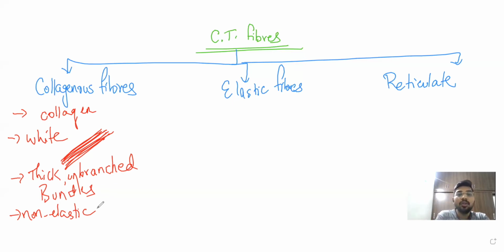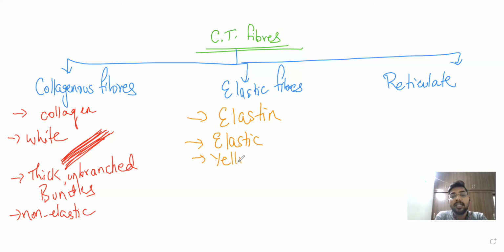Now, moving on to the elastic fiber. The elastic fiber is made up of a protein called elastin. So the name itself says they are elastic in nature. They are yellow in color. They are made up of a protein called elastin, and they are elastic in nature.